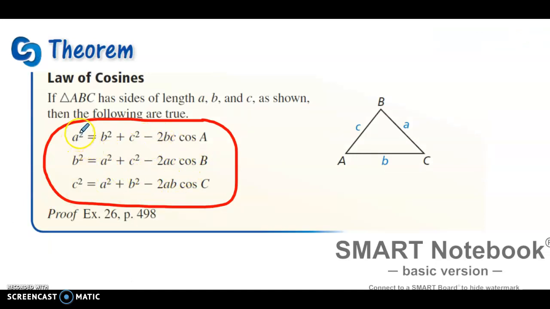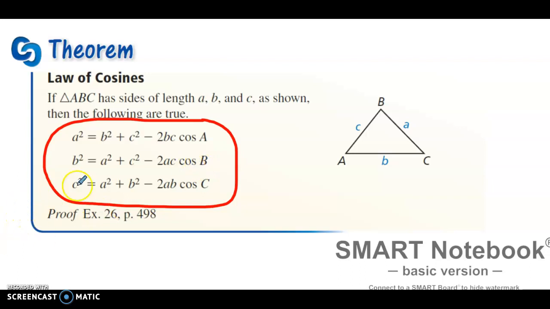Now notice one thing. Let's say we don't know what side A is, but we know B, C, and angle A. Then that's when we'd use this one. If we don't know what side B is, we would use this one because we would know side A, side C, and angle B. If we don't know side C, we use a squared plus b squared minus 2ab cosine, if we know angle C. We can use any of these if we are looking for angles. Like if we're looking for angle A, we could use this one, and then we just fill this in. We know a squared, b squared, and c squared, and we fill in all the blanks there.